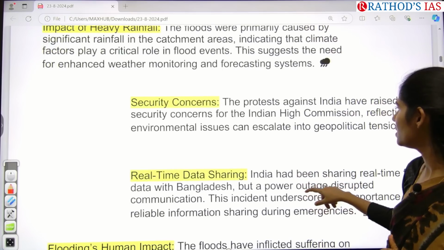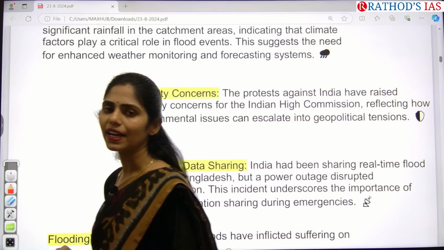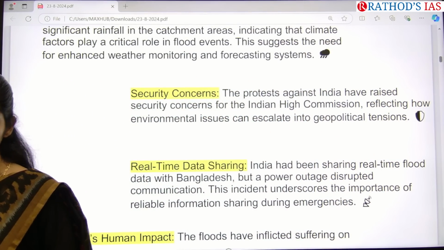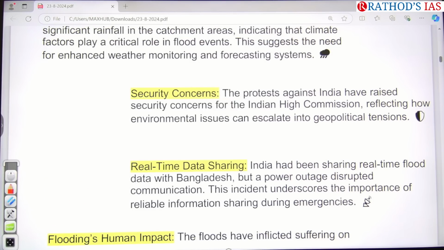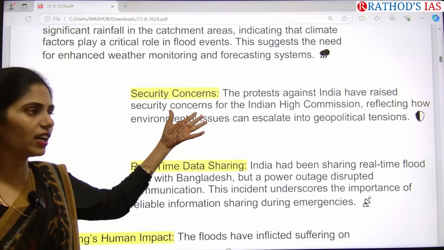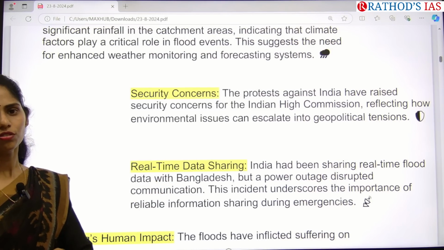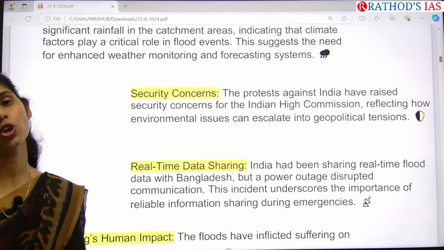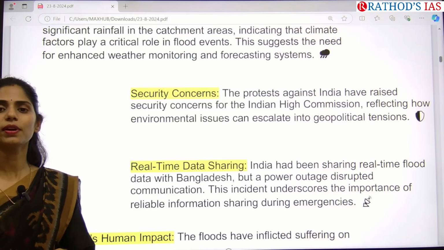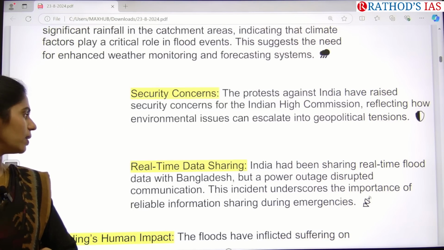And the next one is that we have to focus on security concerns, because whenever Bangladesh citizens do protests, what happens? Security concerns are also raised for our Indian High Commission. So we have to focus on making sure this does not happen, and that it does not create any geopolitical tension. We should be very careful about that as well.